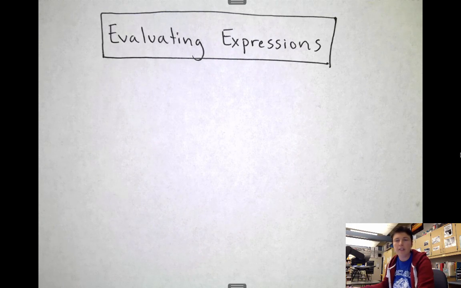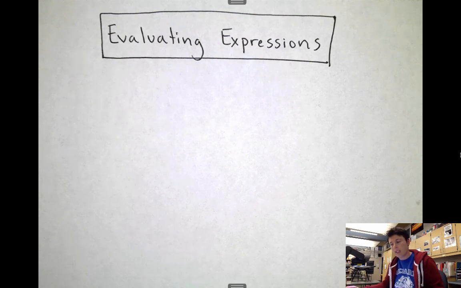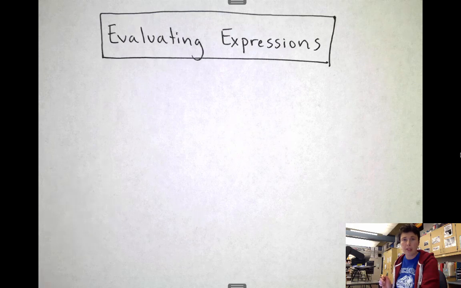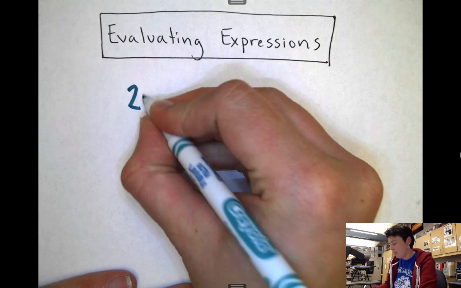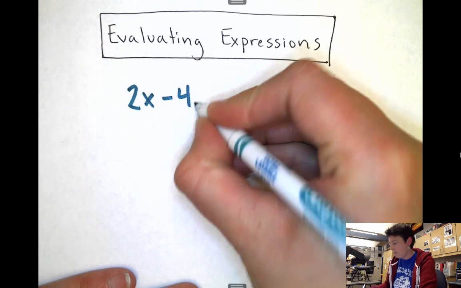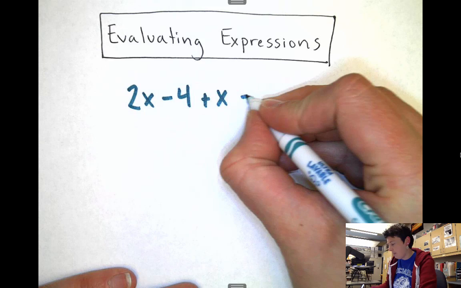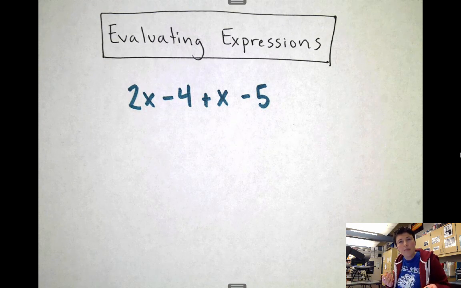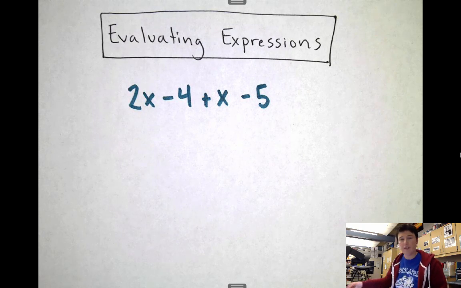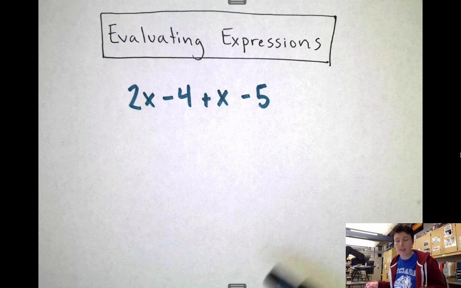Hey guys, we're going to do another video here on evaluating expressions, something we're working on in Chapter 3 in our 7th grade math book. So first off, we know what an expression is. It's a list of things. So when I say expression, I'm talking about things like 2x minus 4 plus x minus 5. I just made that one up at random, but that's an expression. It's variables and numbers coming together. And what we're going to do today in this video is evaluate that expression.